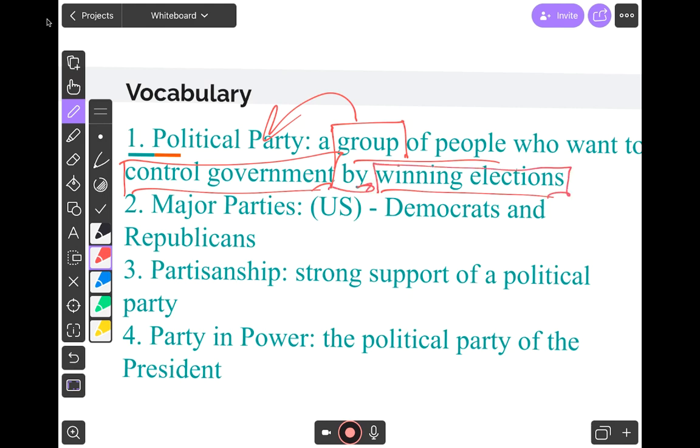Especially in America, and in some more autocratic or dictator-based governments, that might not be the case. But in America, to have control of the government, you need to win elections. So overall, that's really what a political party is. The functions of that party is how they end up controlling government. The major parties in the United States are the Republicans and the Democrats. The Democratic Party and the Republican Party have emerged as the two major parties in the United States.